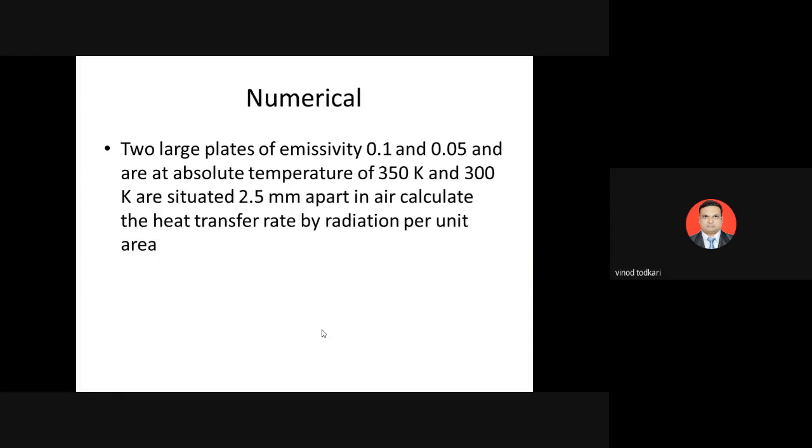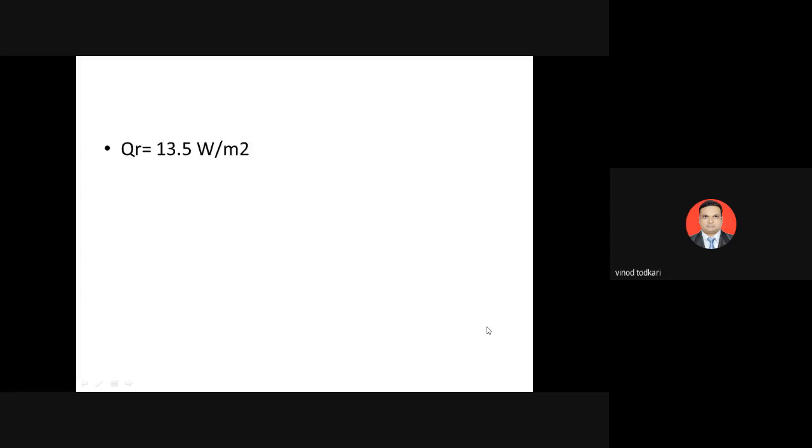There are two formulas. Which are those? First formula is this. When there are no shields, what is the formula? QR upon A is equal to sigma into bracket T1 raised to 4 minus T2 raised to 4 divided by 1 upon epsilon 1 plus 1 upon epsilon 2 minus 1, right? And if a shield is there, we will write this in bracket and we'll add one more bracket in the denominator. And what is that bracket? That bracket is 2 upon epsilon 3 minus 1. What is epsilon 3? Emissivity of the shield. See, 1 and 2 are the plates and 3 is nothing but the shield which is placed in between plates 1 and 2.